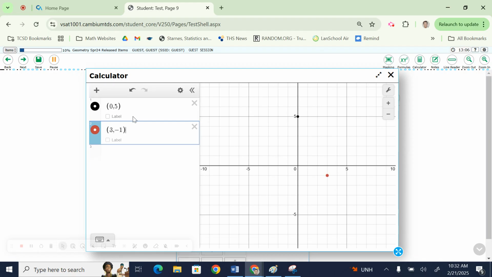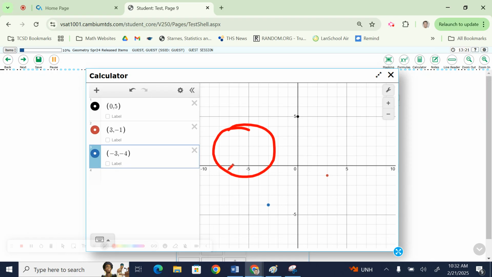So (0, 5), (3, -1), (-3, -4). So there's my 3 points. So I know that my fourth point has to be somewhere over here, right, in this vicinity. I know that the y is going to be 2, so it's going to go up this high. So the question is, what is the x value going to be? And to do that, we're going to use slope.